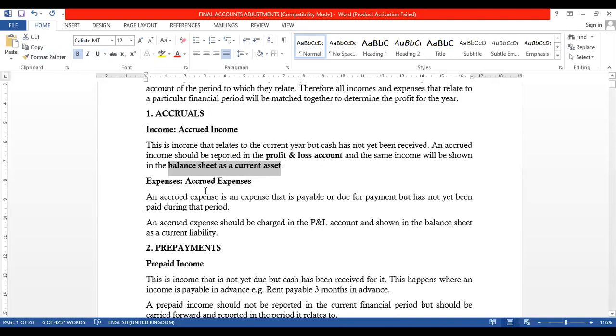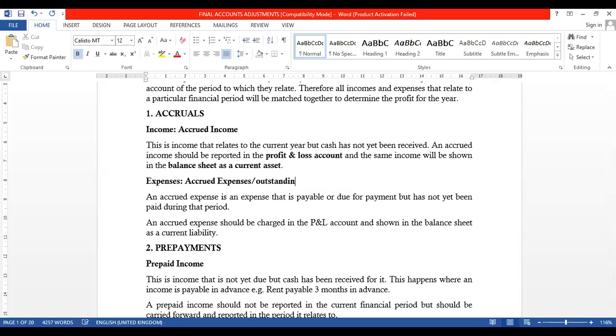But if accrual is an expense, then we say that an accrued expense is an expense that is payable or due for payment, but has not been paid during the year. For example, we have some bills. We have utilized electricity for January and we have not cleared that bill. That is an expense, right? We have not paid the actual money, but we utilized electricity to help us generate income. And therefore, we call it an accrued expense, or it can also be called outstanding expense.